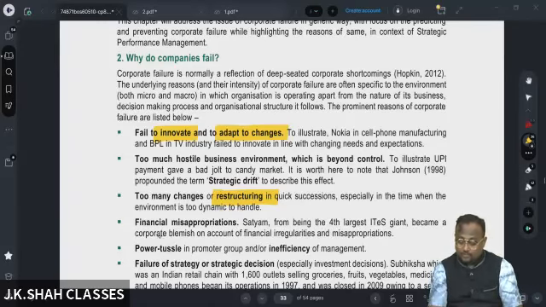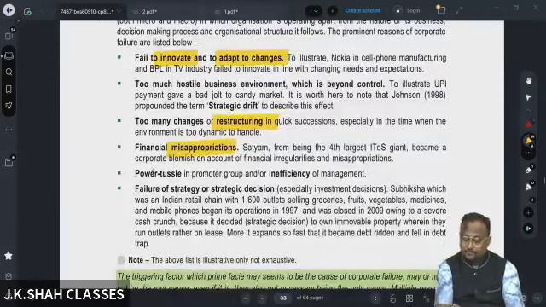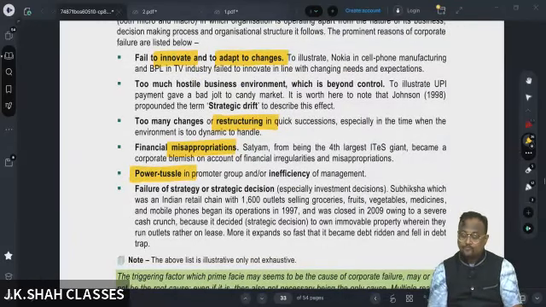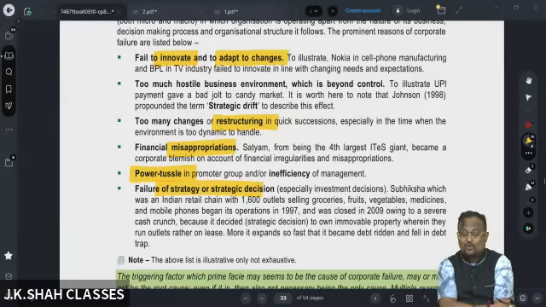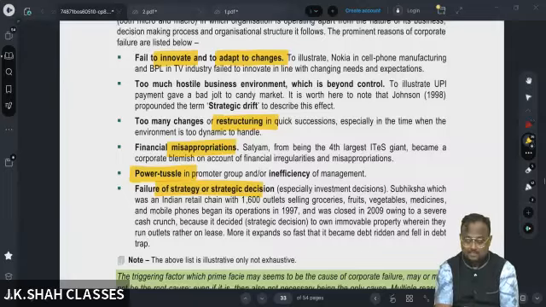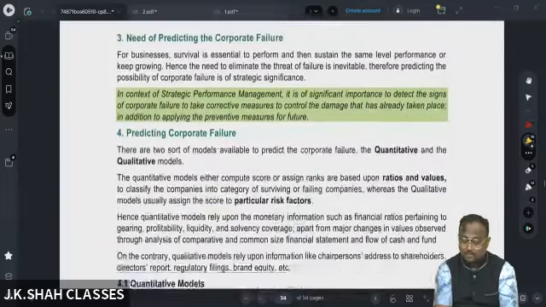Okay. Financial misappropriations, power tussle in promoter group, or inefficiency of management, and failure of strategy and strategic decisions. You already know these reasons basically. There is nothing new about it.